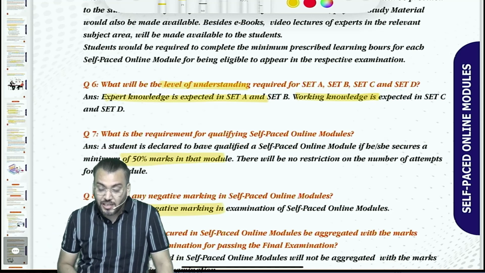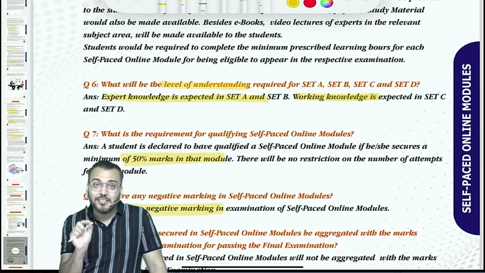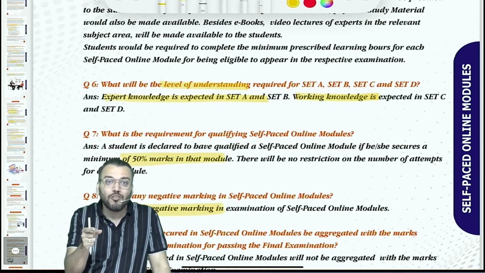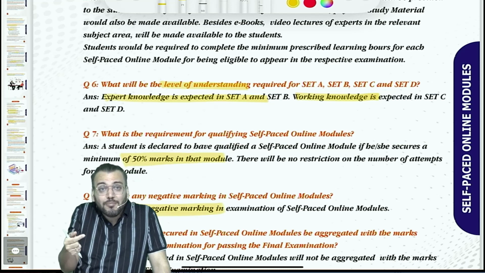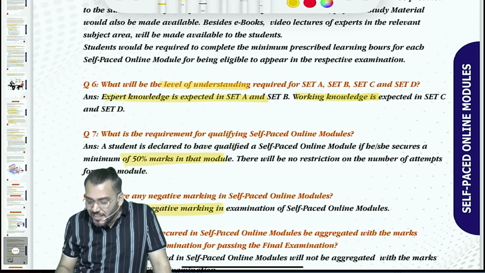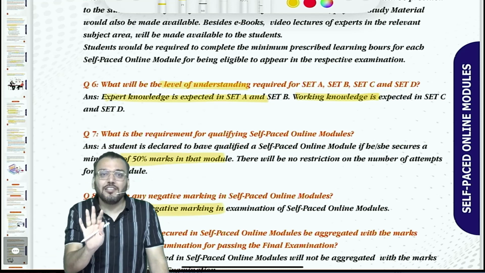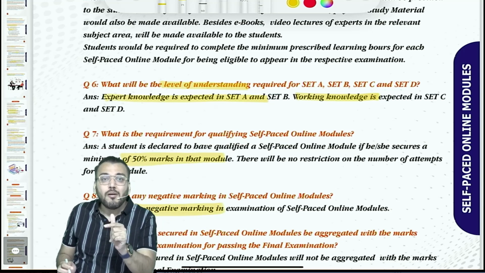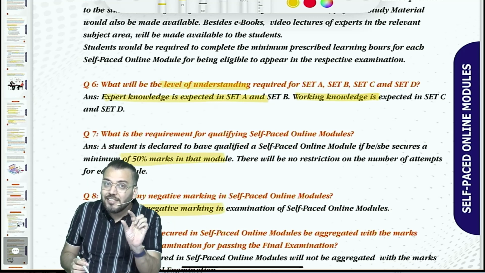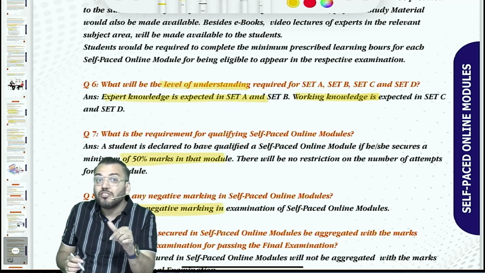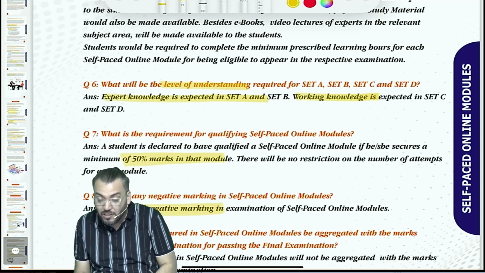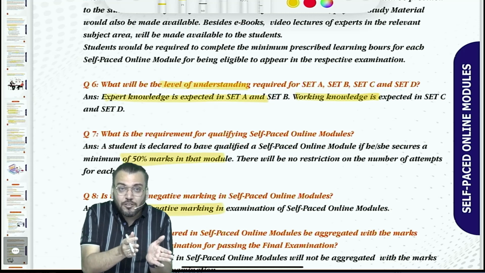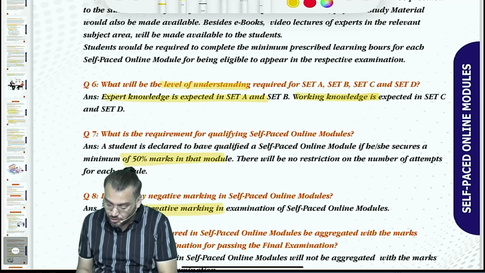Now, the next point. What is the level of understanding? For set A and set B, they are saying expert knowledge is required. Even though it is self-paced, from the words expert knowledge, you can pass only by getting some expert knowledge. But for set C and set D, only working knowledge is required. Means from my point of view, the set C and set D exams will not be so difficult. But set A and set B, because they said expert knowledge, the questions can be difficult. Correct? We can understand this because they have made a distinction between expert knowledge and working knowledge. Understood? Yes, sir. So you need to understand this.